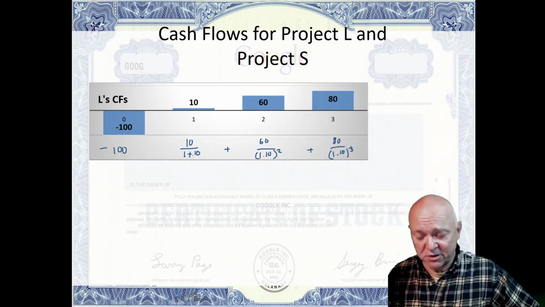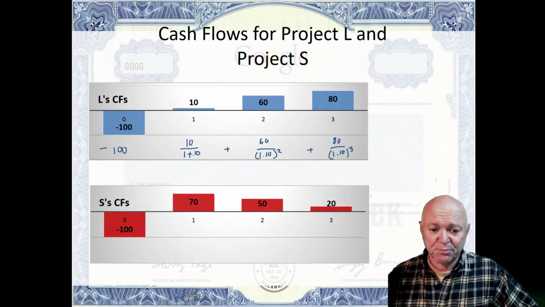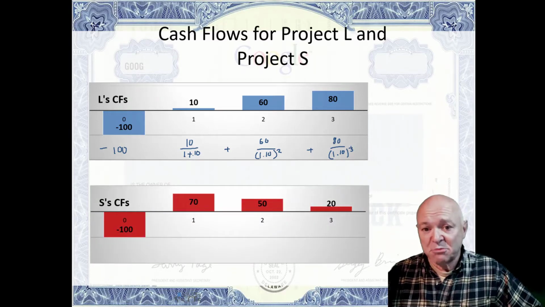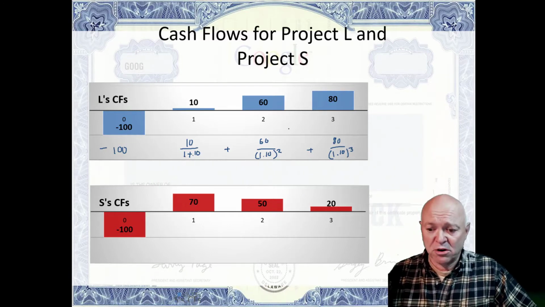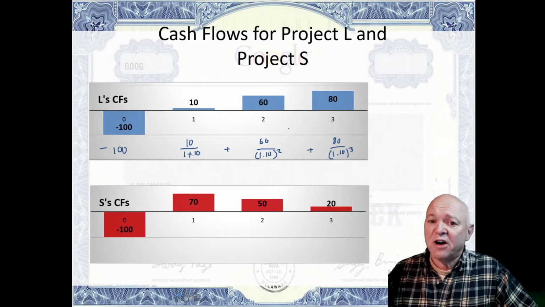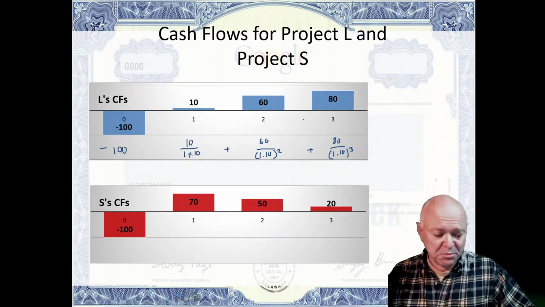If we're comparing that to another project, for example, Project S, which has got the same cost, it also costs $100 million, but the cash flows are a bit different for this project. We have $70 million that we receive in year number 1, $50 million in year number 2, and $20 million in year number 3. When we look at the net cash flows, we have $100 million cash out, and we receive $140 million cash in. So the net cash flow from this project is only going to be $40 million.